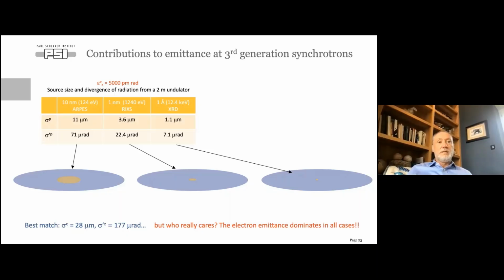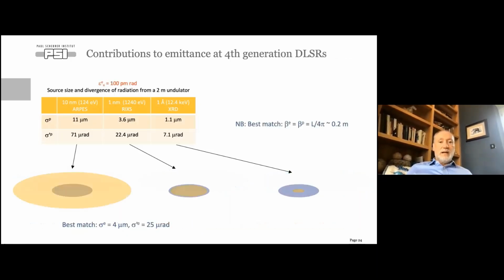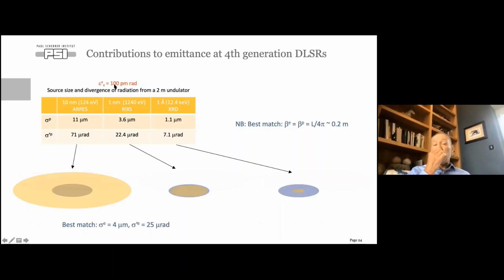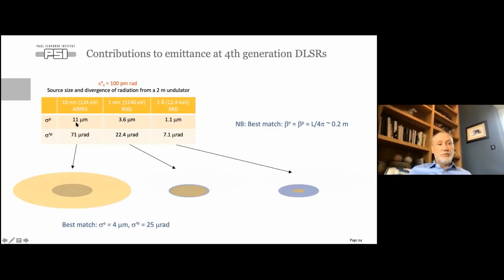This is for an electron emittance, for example, of around 5 nanometer radians, which is typical for a third generation facility. Now, if we look at the same situation at a fourth generation DLSR, a hypothetical situation where we have only 100 picometer radians, in other words, something which is 50 times lower electron emittance than we had before, then we see that, for example, in the case of the soft X-rays at around 120 electron volts, the photon emittance now dominates quite substantially, and that around 1,000 electron volts, they're of a very similar size, and only if one gets up to hard X-rays does the electron emittance start to dominate again.